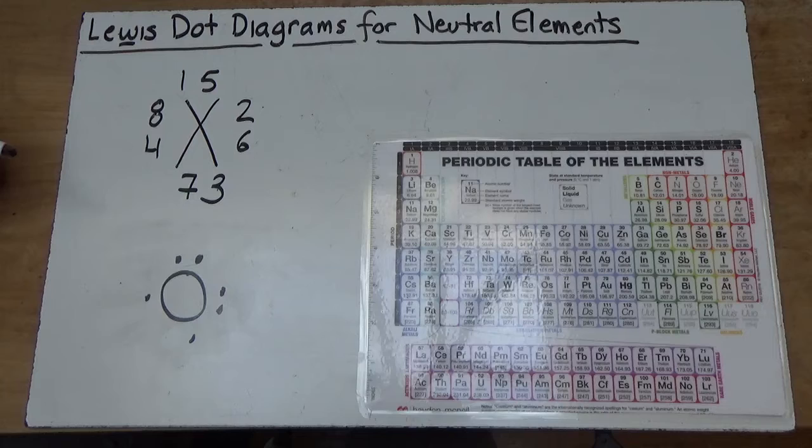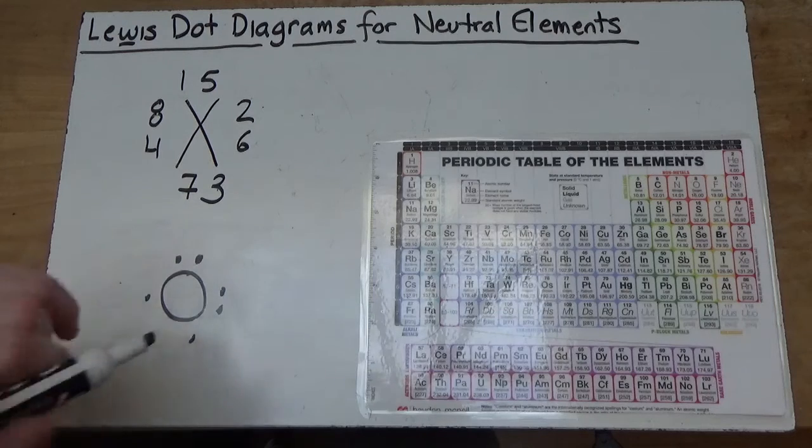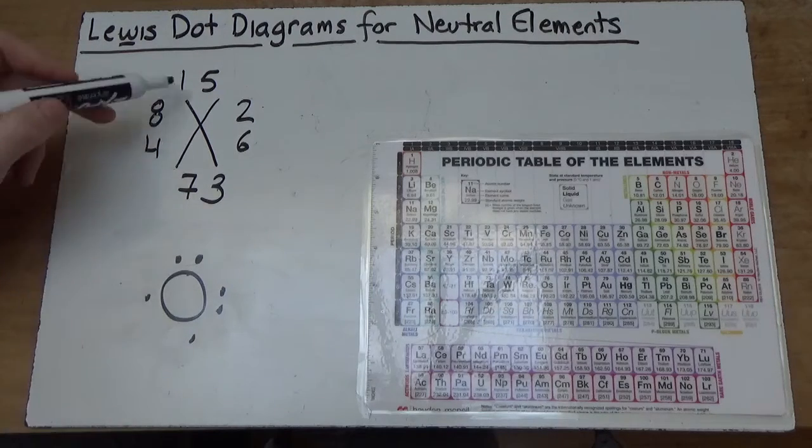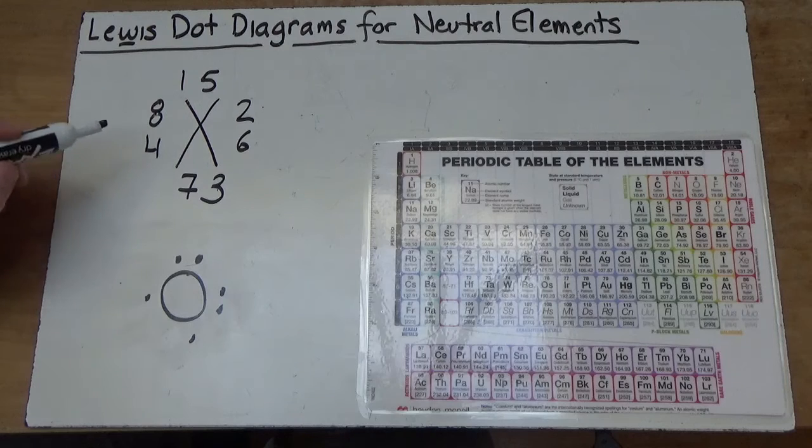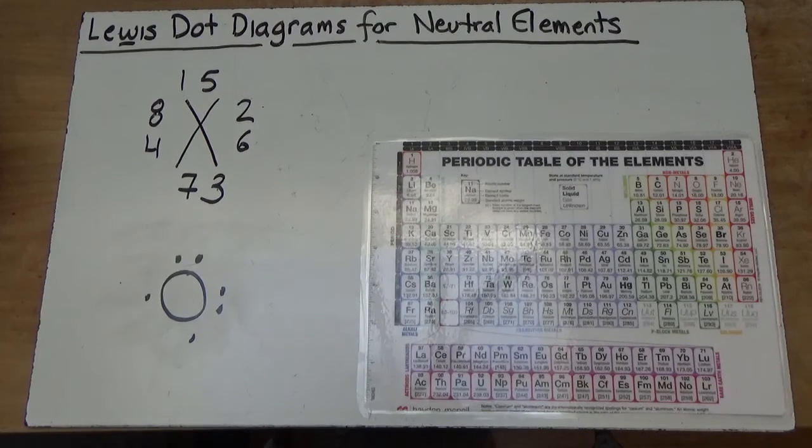And while it might seem trivial now, I promise you that this setup and this order will become incredibly important when we start to draw covalent molecules. Until then, happy Lewis dotting.